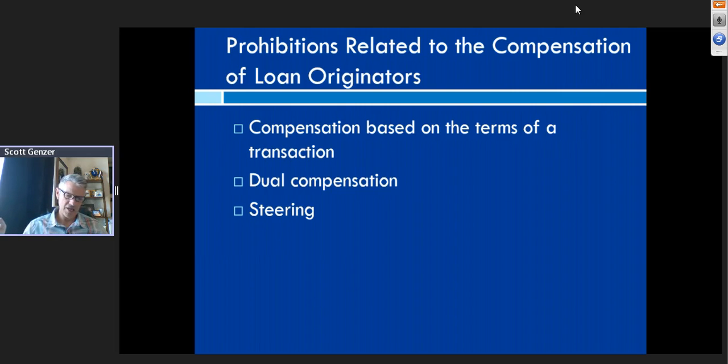For each type of transaction, we must present the loan with the lowest rate, the loan with a rate that does not have risky features, and the loan with the lowest amounts of points as well. So there are some other rules there that we have to pay attention to.